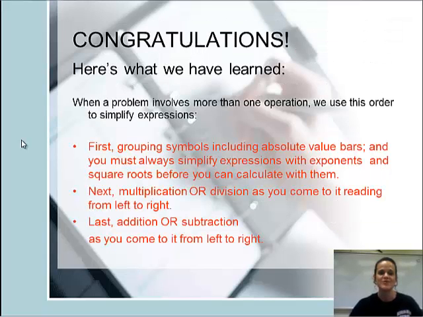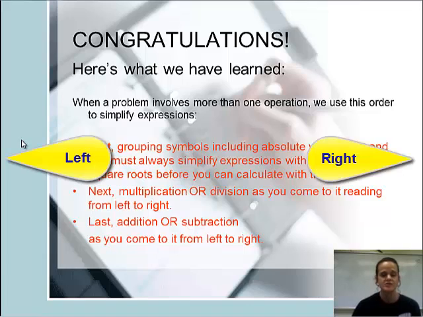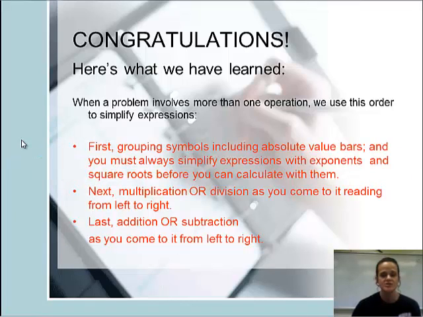Here's what we've learned. When a problem involves more than one operation, we use this order to simplify expressions. First, our grouping symbols, which include absolute value bars, and you must always simplify expressions with exponents and square roots before you can calculate with them. Next, multiplication or division as you come to it, reading from left to right, just like a book. And last, addition or subtraction as you come to them from left to right.